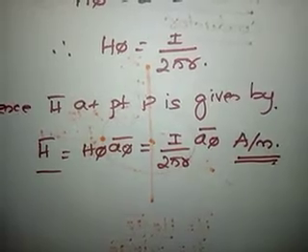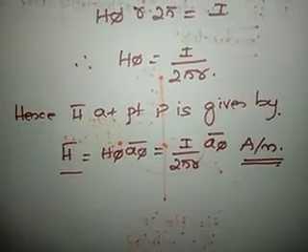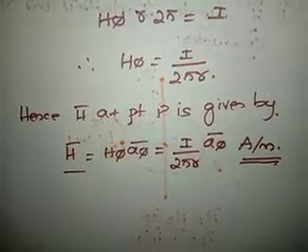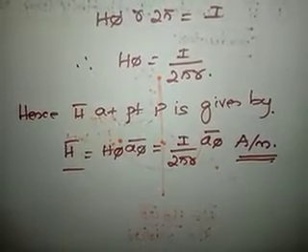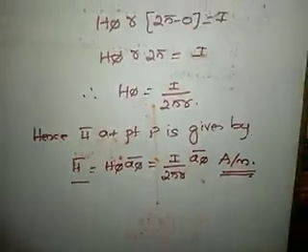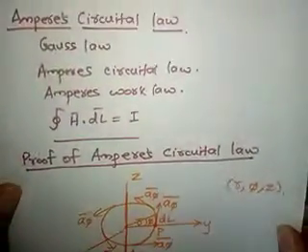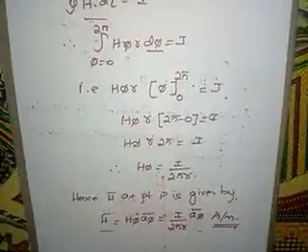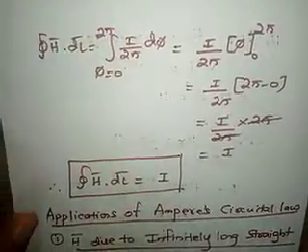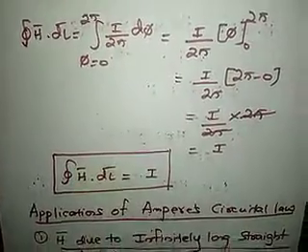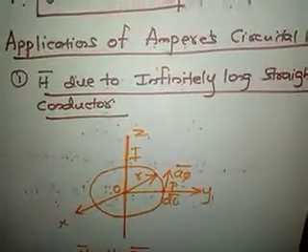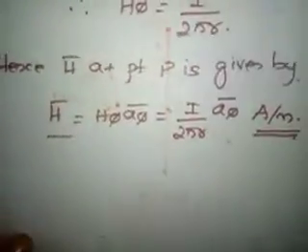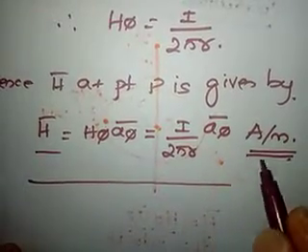Okay students, we have covered these topics today. We started with Ampere's circuital law, then took up the proof of Ampere's circuital law. Then after the proof, we took up the applications of Ampere's circuital law. The first application, H bar due to an infinitely long straight conductor, we derived using Ampere's circuital law: H bar is equal to I divided by 2 pi R a-phi bar ampere per meter.